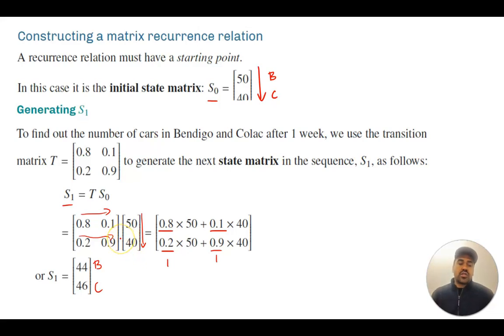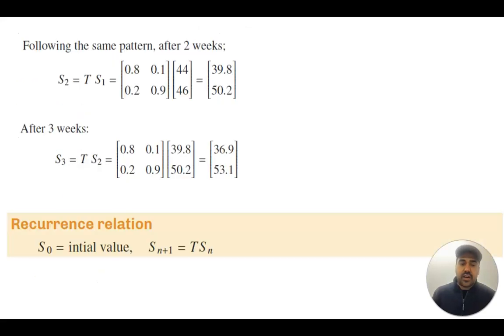Now you can do this again and again and again, because you can use this as a recurrence, just like in finance. So S of 2, same thing, get your transition matrix. This stays locked in. It's these values here that require you to refer to the previous one. So that was 44 and 46 we just worked out. After another week, we end up at 39.8 and 50.2. And then we do this again, and this keeps going.